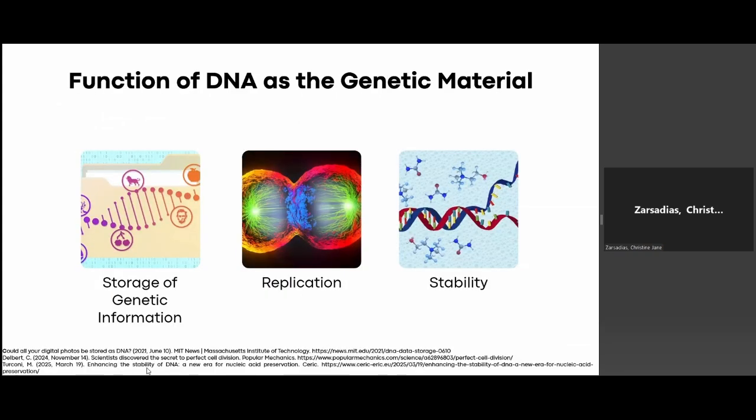DNA has three major roles. First is the storage of genetic information. DNA contains genes, which are specific sequences that code for protein. Second is replication. DNA can copy itself during cell division, ensuring genetic information is passed down accurately. Third is stability. Its structure makes it chemically stable, which is critical for storing information. During replication, enzymes like DNA polymerase, helicase, and ligase help unwind, copy, and seal the DNA strands. This replication process is semi-conservative, meaning each new DNA molecule has one old and one new strand. Next slide, please.